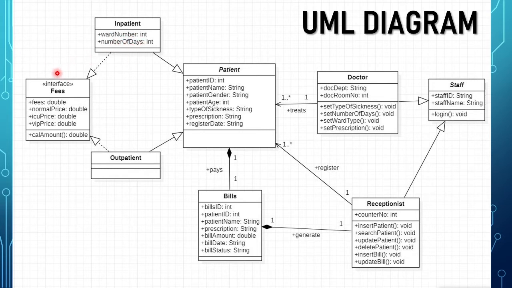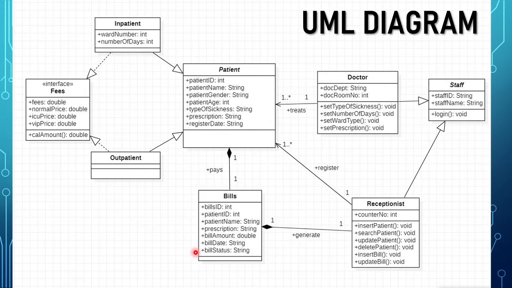Next, fees. Fees have the following attributes: fees, normal price, ICU price, VIP price, and a calculate amount method. Fees is an interface. Inpatient and outpatient implement fees.